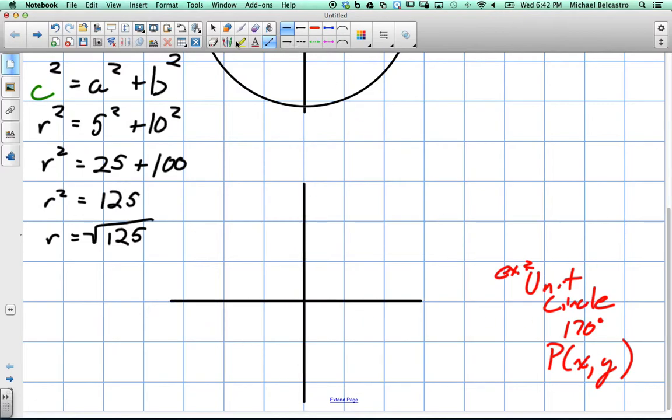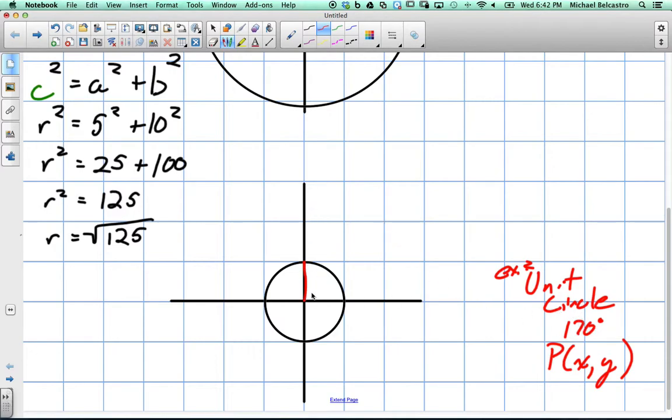We have a unit circle, and a unit circle means that the radius of the circle is 1. So we'll quickly draw a unit circle here. Its radius is 1. So here's our unit circle. What's happening here is the radius, from the middle to the top, is a value of 1, okay? And it says it's 170 degrees.